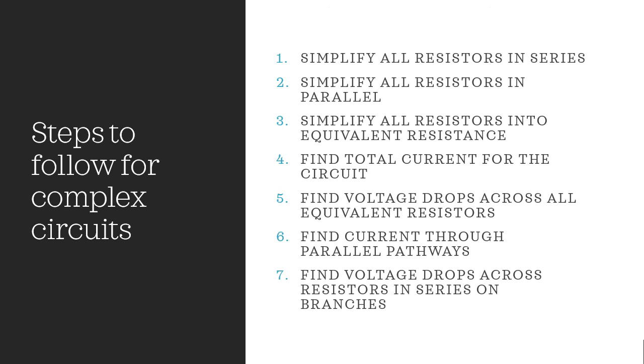So again, steps to kind of follow: simplify all the resistors in series, simplify all the resistors in parallel, then simplify all the resistors to their equivalent resistance. So that's the initial part, finding RT. Then find the total current for the circuit, then use that to find the voltage drop across all the equivalent resistors. That's where you're using those resistors that represented like parallel branches. Find the voltage drop across all of those. Then you can use that voltage drop to find the current that goes through each pathway, and then you can use that in the end to find the voltage drop across each of the resistors that are in series on the branches.